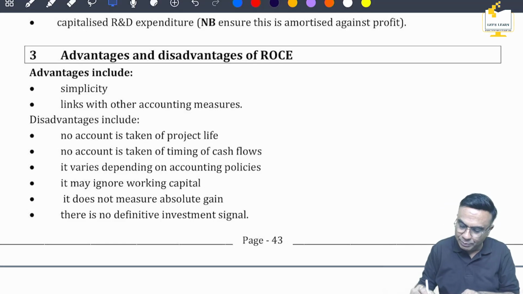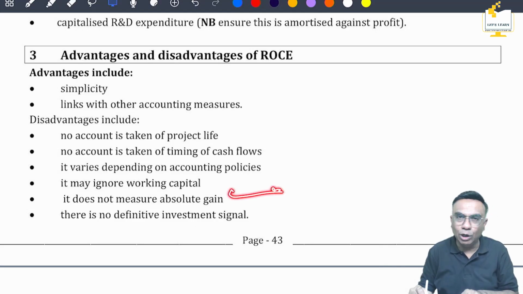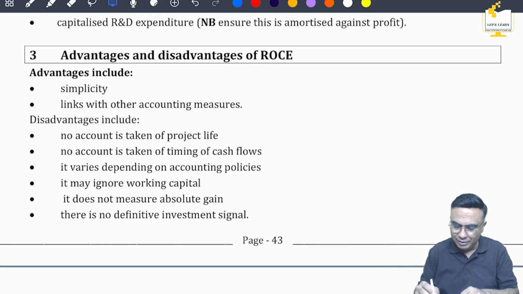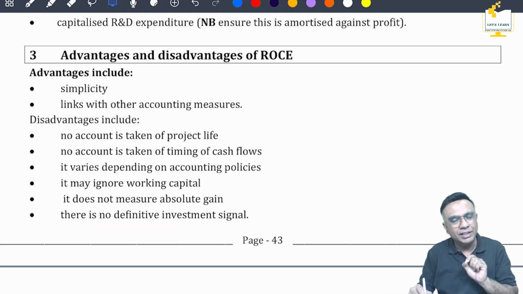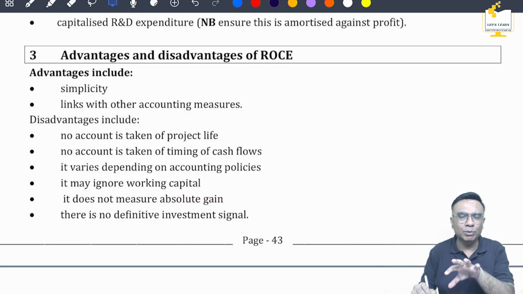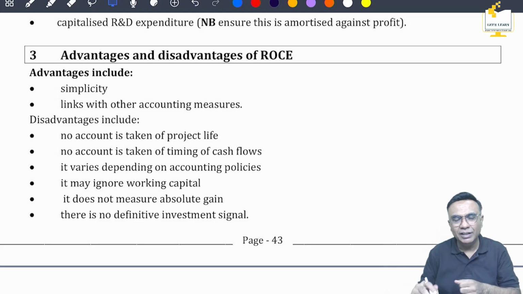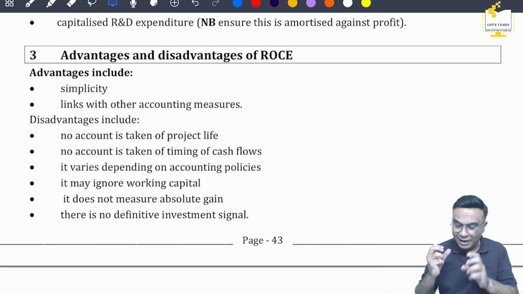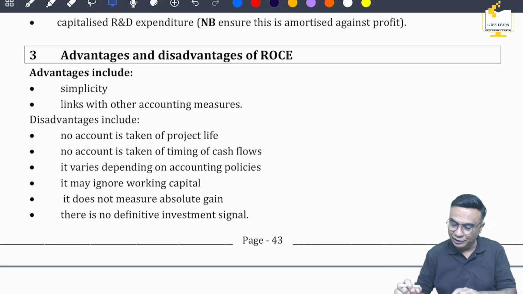Okay, it does not measure absolute gain. We are not talking about cash profit, we are talking about book profit. That's why there is no definitive investment signal. ROC is the least important method, we can say. We don't get a proper signal whether to go for this investment or not, because they are not considering cash profit, they are considering book profits. So this doesn't give a buy signal or sell signal very clearly.